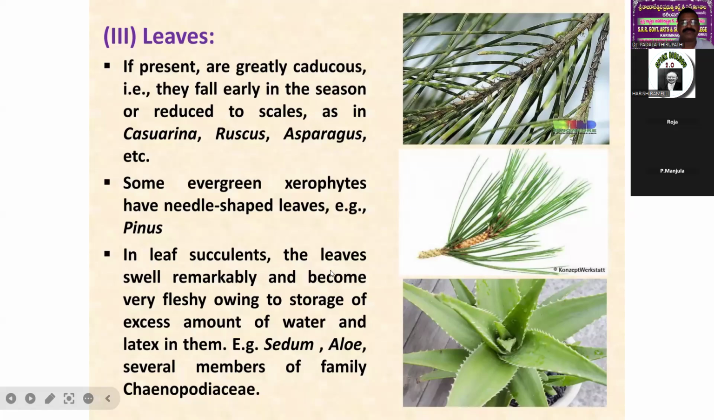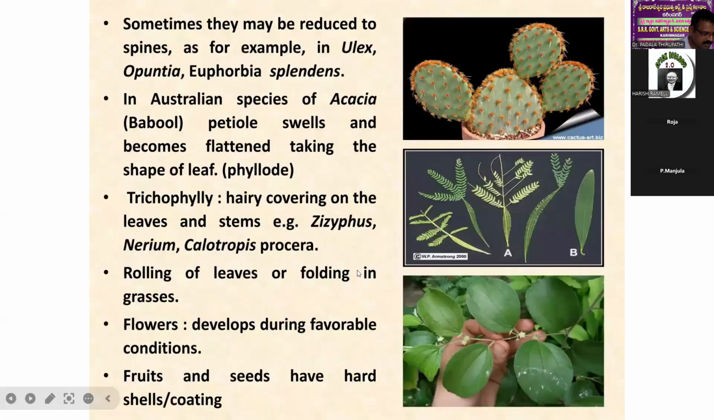In leaf succulents, the leaves swell remarkably and become very fleshy because of storage of excess amounts of water and latex in them. Examples are Sedum and Aloe. Several members of the family Chenopodiaceae also show this. Here the leaves are fleshy, which we generally observe in succulent plants.